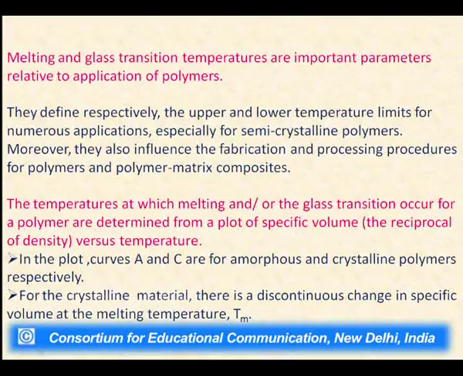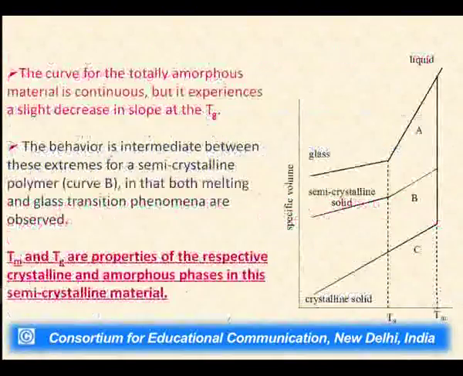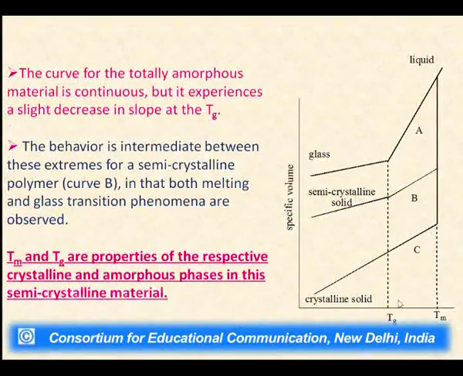The temperature at which melting or the glass transition occurs for a polymer is determined from a plot of specific volume, which is the reciprocal of the density, versus temperature. In the plot you can see that curves A and C are for the amorphous and the crystalline polymers respectively, and for the crystalline material there is a discontinuous change in the specific volume at the melting temperature Tm. You can see the plot, this curve A and curve C.